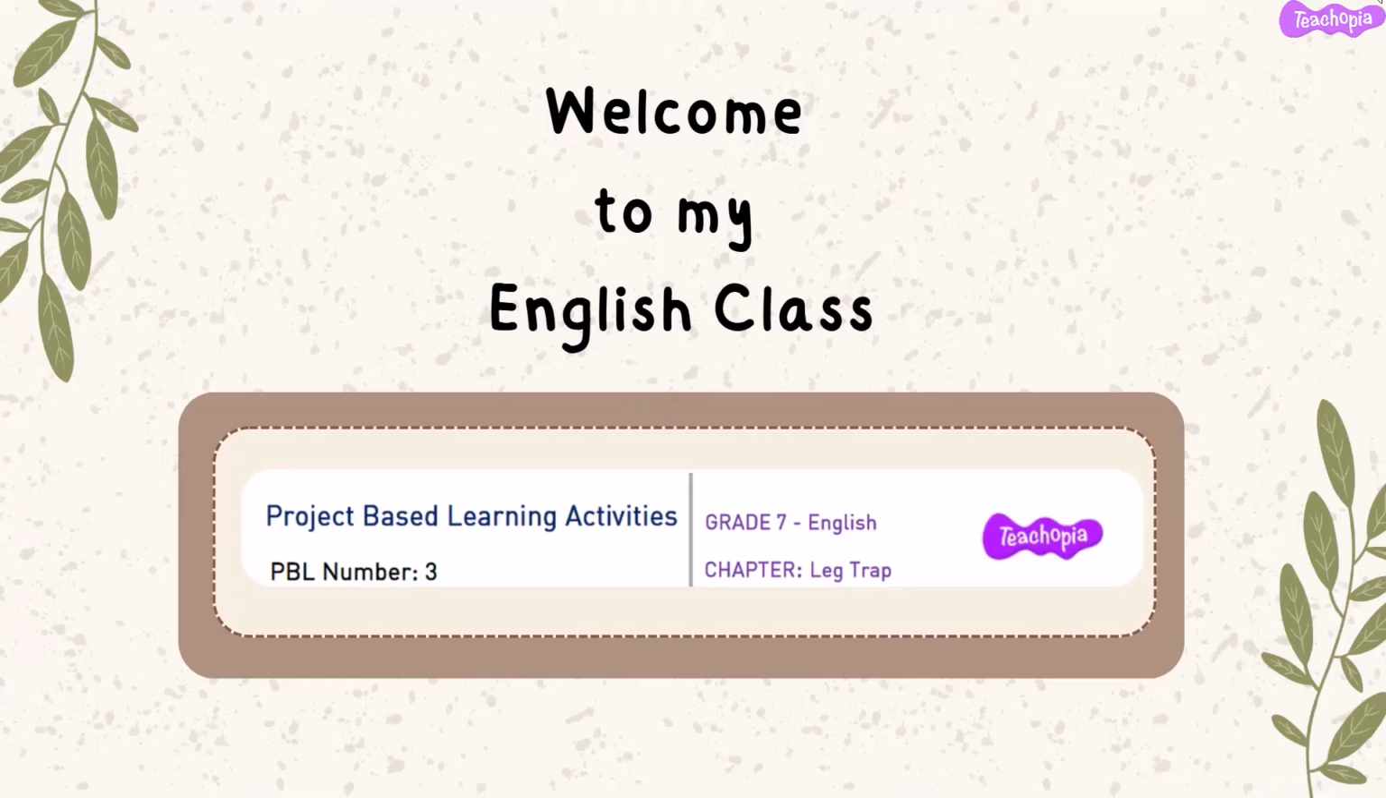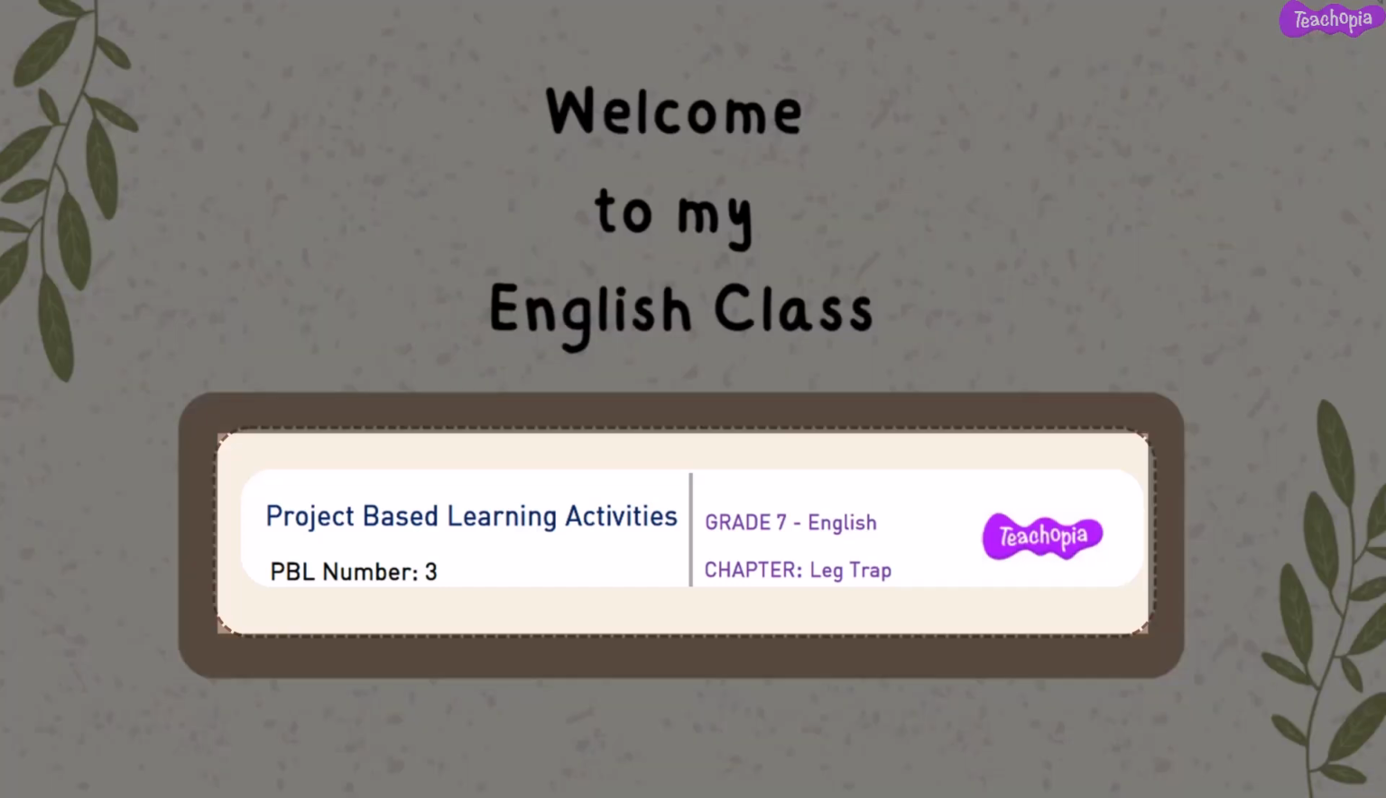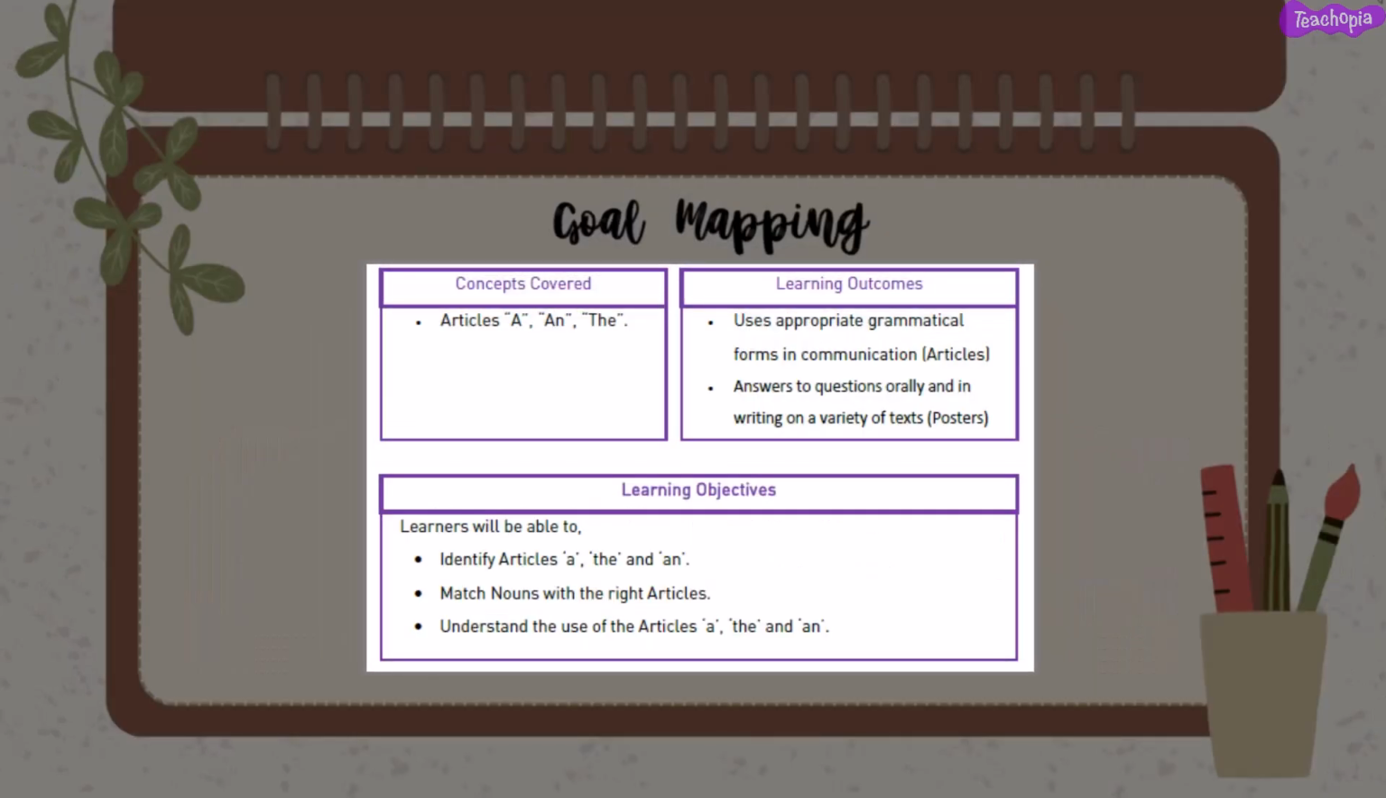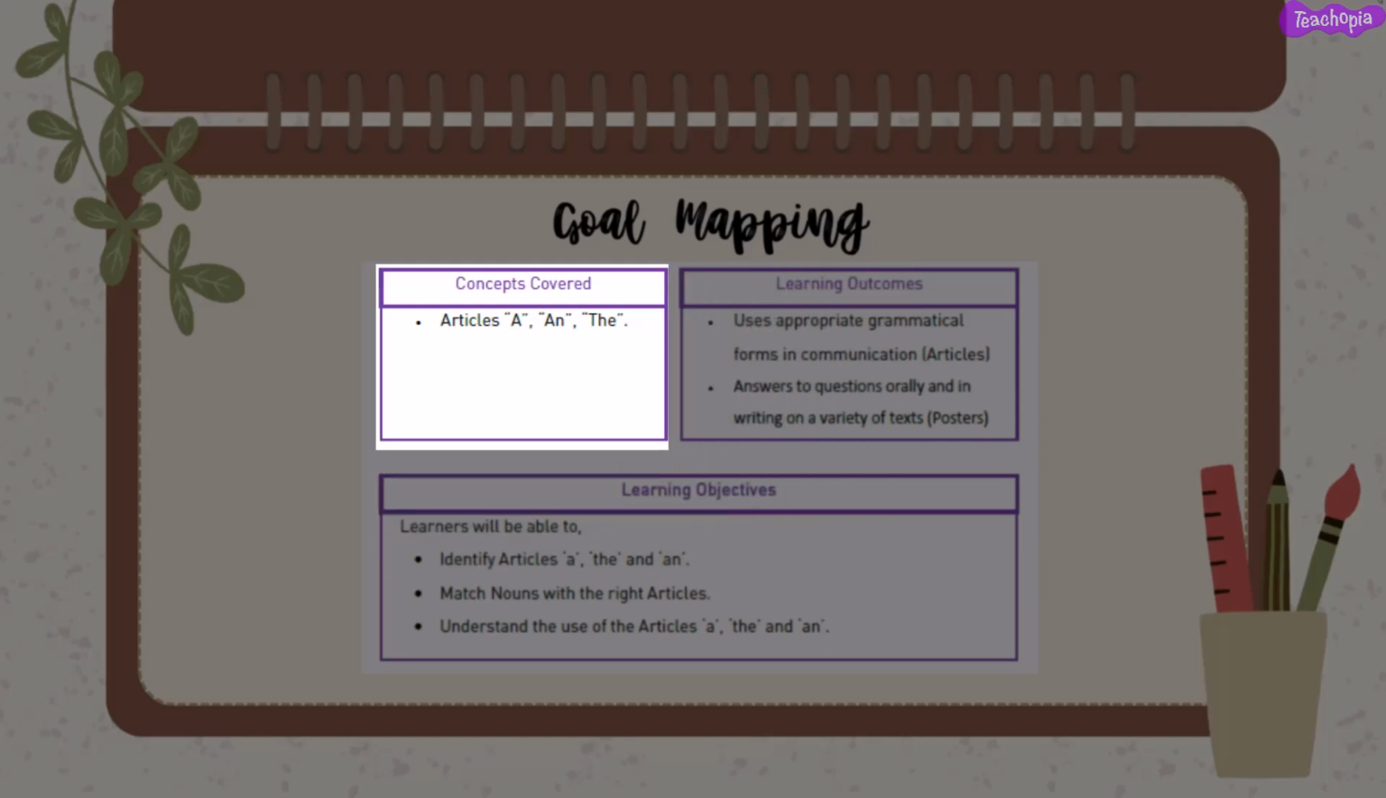7 classrooms. Let's quickly start with the title. The title is where you will find the PBL number and the chapter of grade 7 that it has been mapped to. Next, you will also see how the goals of this PBL have been mapped from concepts that are covered in this particular PBL to the learning outcomes in our DSCRT document and the learning objectives that will be achieved through this PBL. First, on the concepts covered, we will be dealing with articles a, an, and the.